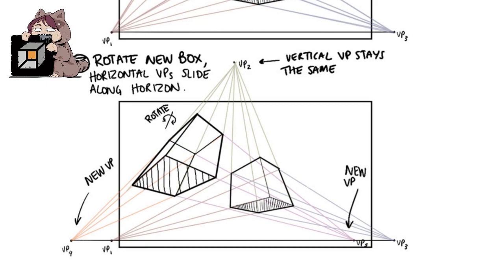Now, if we take the new box and rotate it, the horizontal vanishing points slide along the horizon, but the vertical one is staying the same. But we end up with 2 new vanishing points, which is what he was talking about before. You take the object, you move it into a different area in space. It's got new vanishing points.